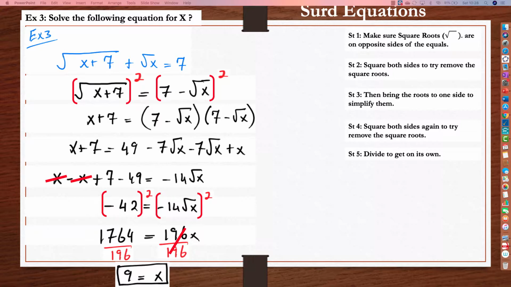Right, we're going to have a go at one of these. 2x minus 1 is equal to the square root of 8x plus 1.